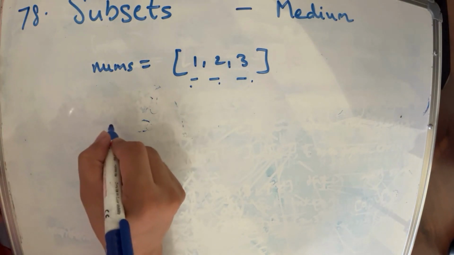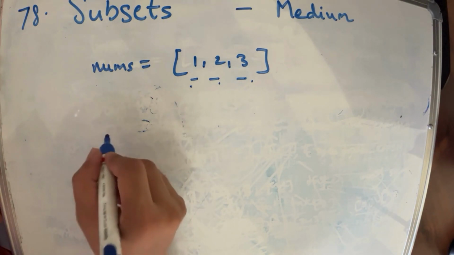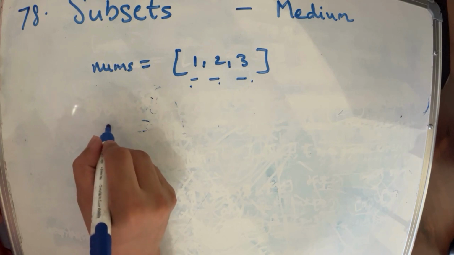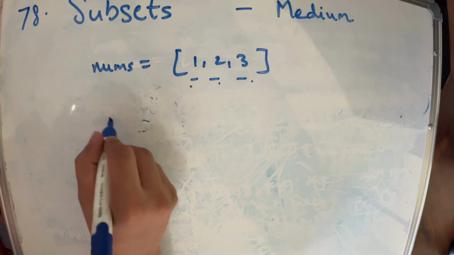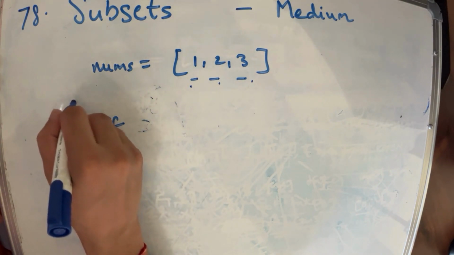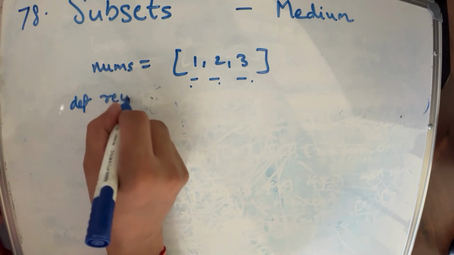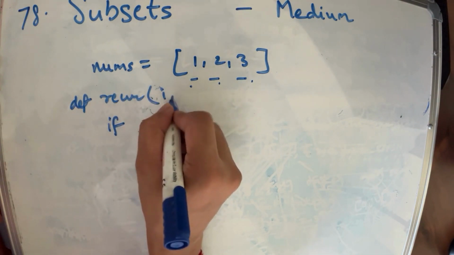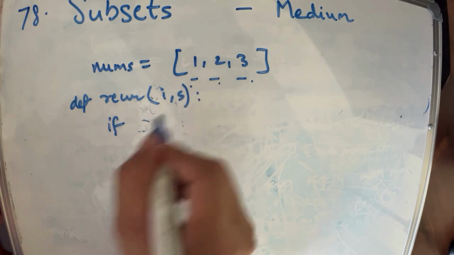So I'll give you a pseudo code. It will be very easy. Let's say that this is our recursion. We have an index i and whatever elements we have reached till now.